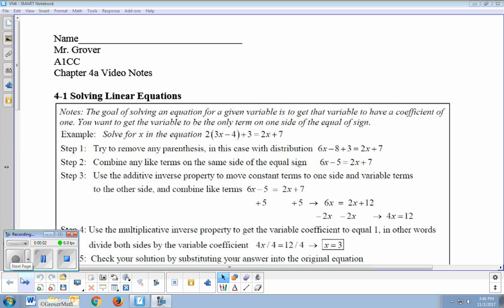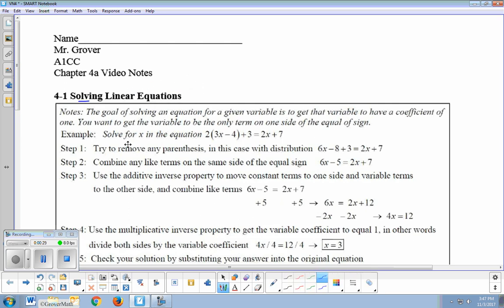Algebra 1, Common Core, Unit 4, Section 1, Solving Linear Equations. So in the last couple of chapters, chapters 2 and 3 of this series, we worked with polynomial expressions: adding and subtracting polynomials, multiplying polynomials, and then factoring polynomials, which is kind of like dividing. Now we're going to take those polynomials and set them equal to something and solve them. So we'll be solving equations in this unit.